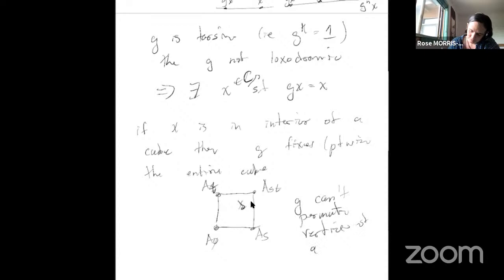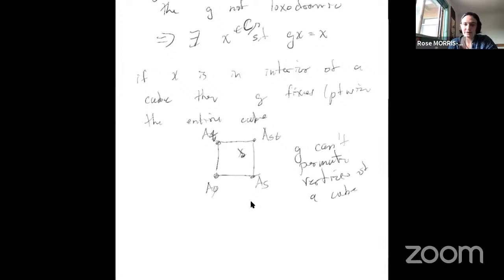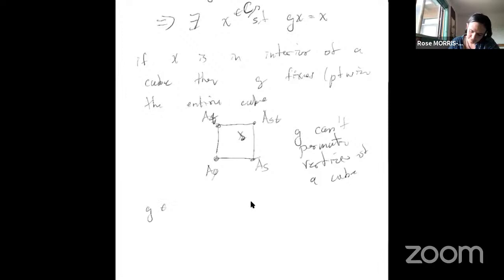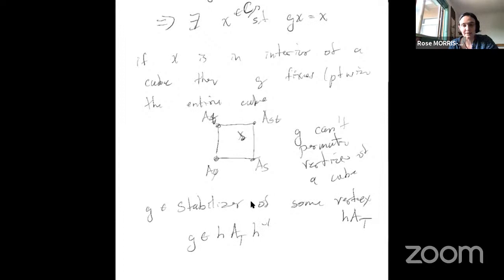Now if I know that g acts elliptically, g is in the stabilizer of some vertex. Maybe my vertex, let's call it hA_T. And then I get that g is in hA_Th inverse. That's what the stabilizer of a vertex looks like.